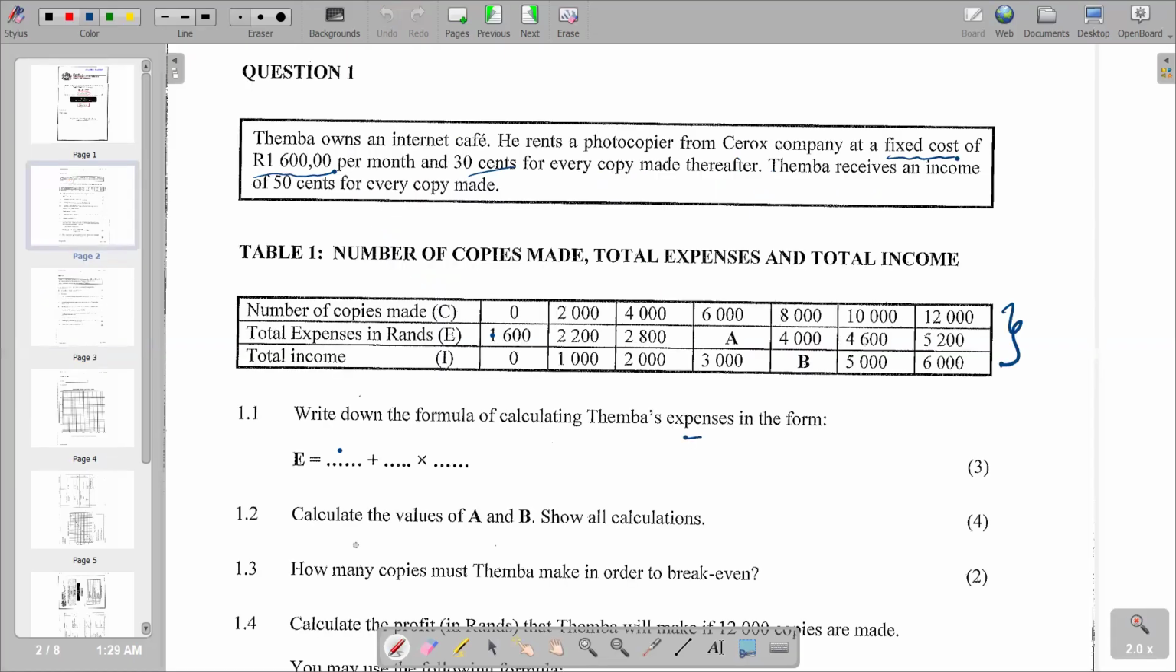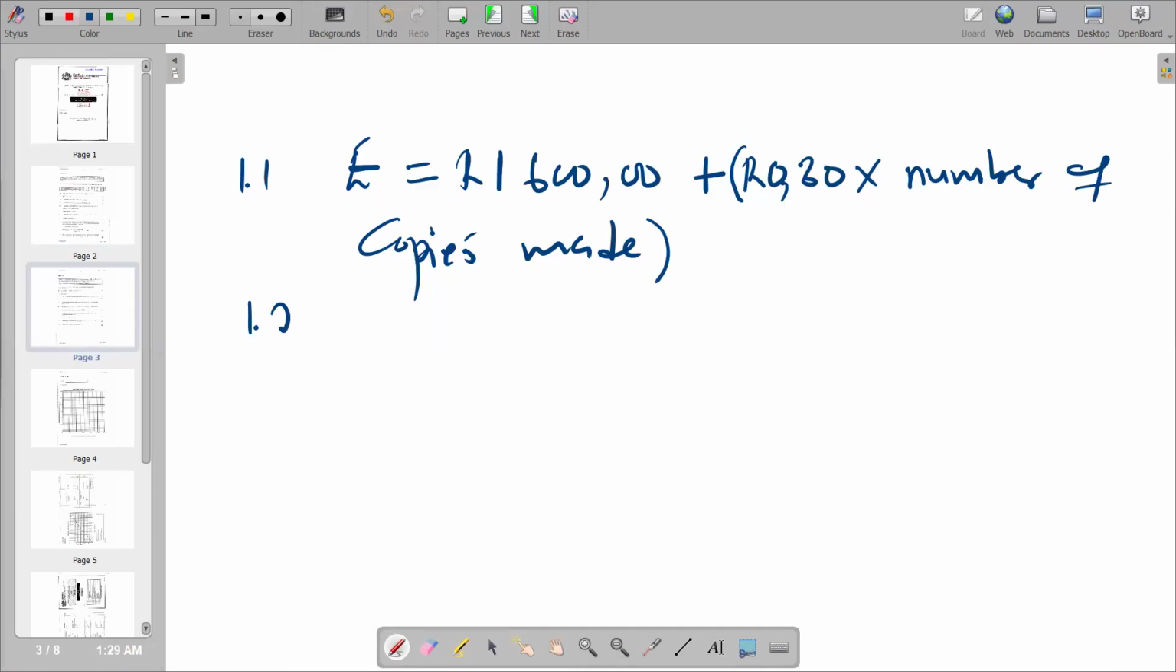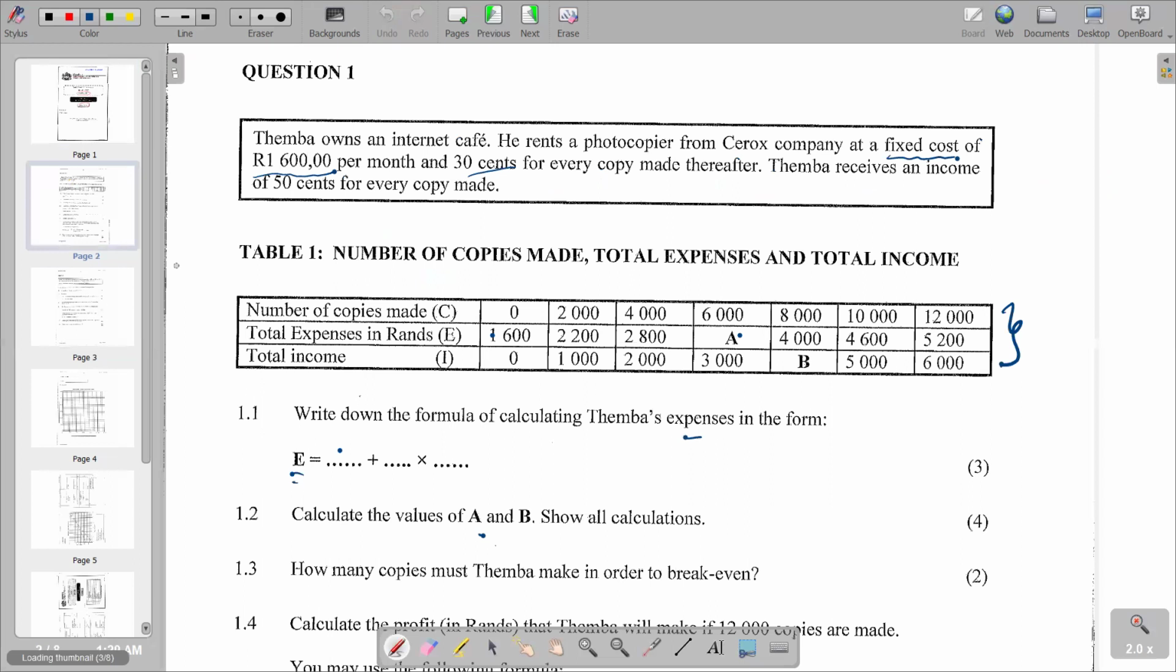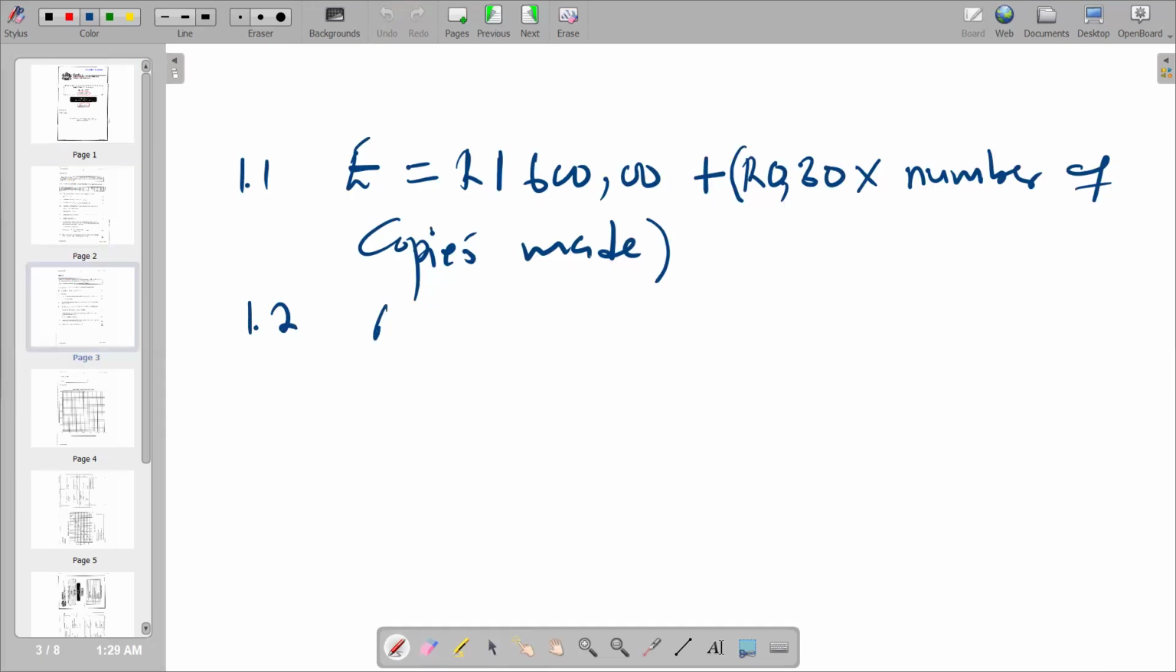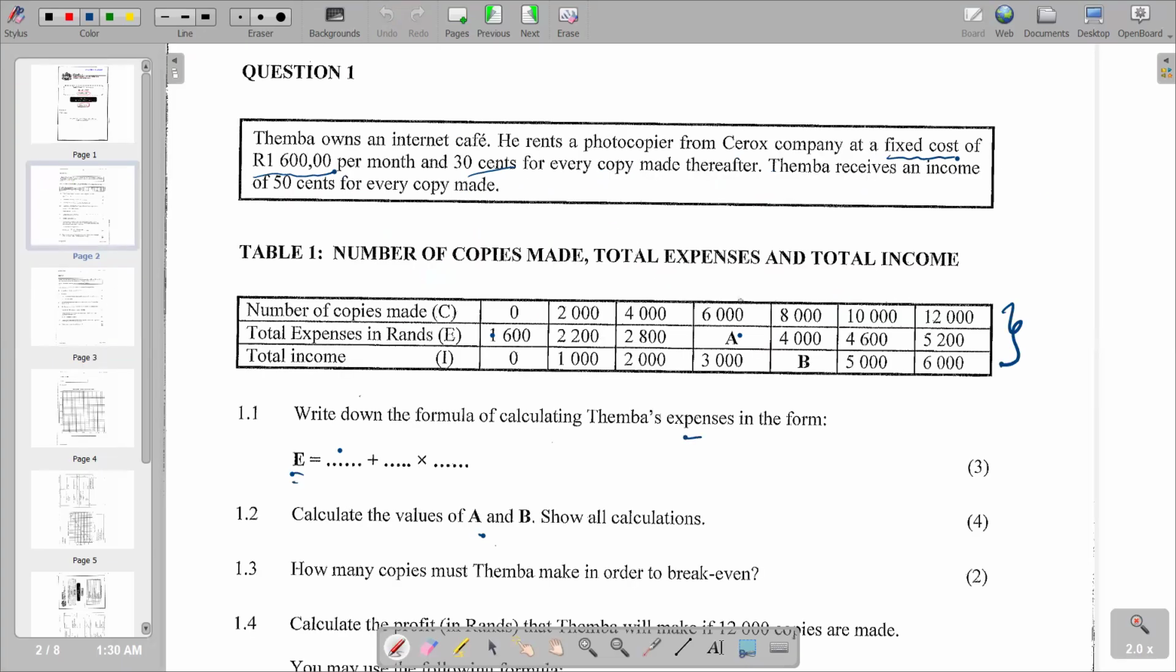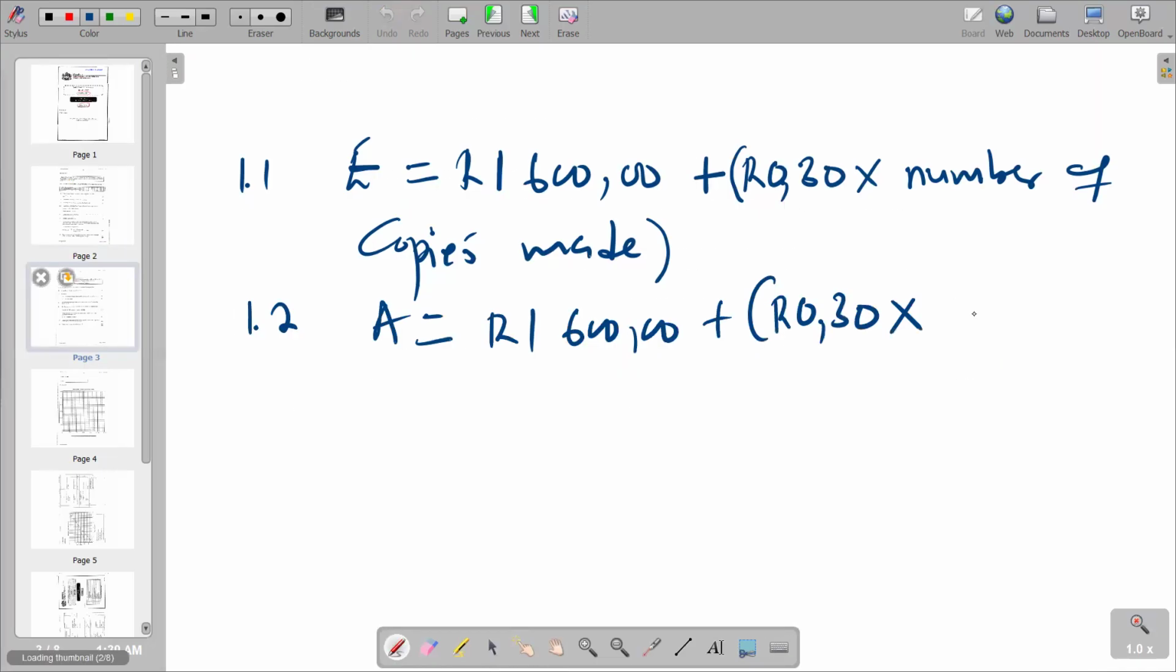Calculate the values. We start with A. A is the total expenses in rands, which is exactly the formula that we formulated here. We are going to use 6,000 copies as the number of copies. So we're going to say A is equal to 1,600, using the same formula, and then we add 30 cents multiplied by 6,000.